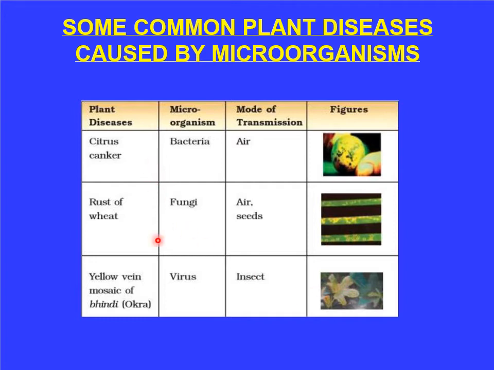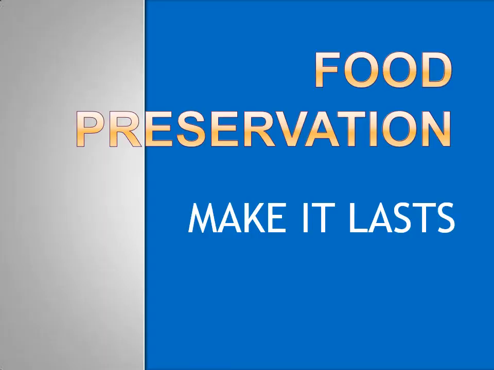So these were a few common plant diseases caused by microorganisms. Now children, after this, one more interesting topic is food preservation. We know that when food is cooked or milk is left in a warm or moist place, what is going to happen if it is left for a long time? It gets spoiled. And how does it get spoiled? It gets spoiled due to microbial contamination, because of the growth of the microbes.